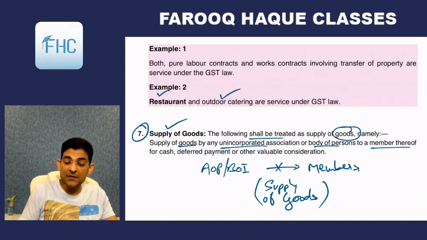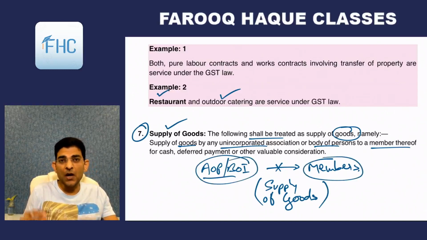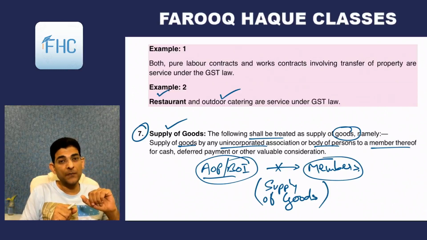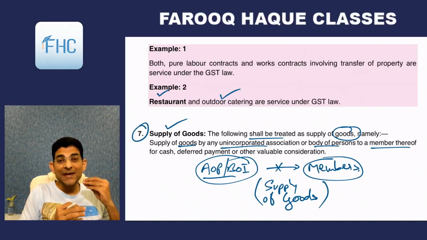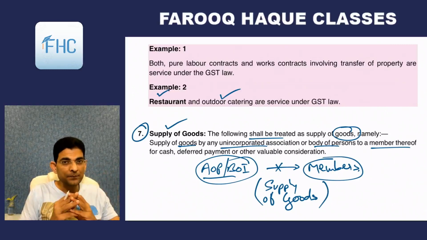Now in this case, as this is an unincorporated AOP, it doesn't have a separate legal entity. This AOP, BOI and the members are considered as one and the same. They are not two different persons, they are one person, because AOP is not a separate incorporated body. It's not a company. A company gets a separate legal entity, but this is unincorporated, so it doesn't have a separate legal entity, right? So AOP and members are one and the same. They are one. So if they are one, can there be a supply?